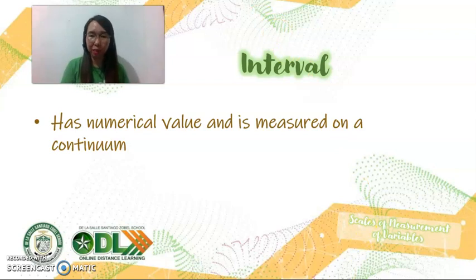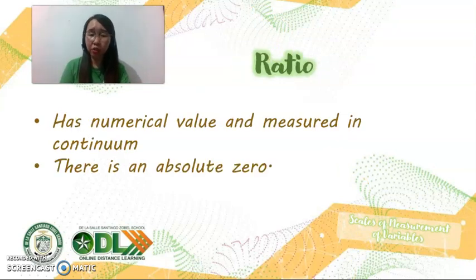scale of measurement. So ratio variables, just like interval variables, have numerical value and are measured in a continuum. What is the difference between the two? Ratio variables actually have an absolute zero. What does that mean? Let me give you some examples. So ratio variables are height, weight, currency, mass, length, time. What do they have in common?